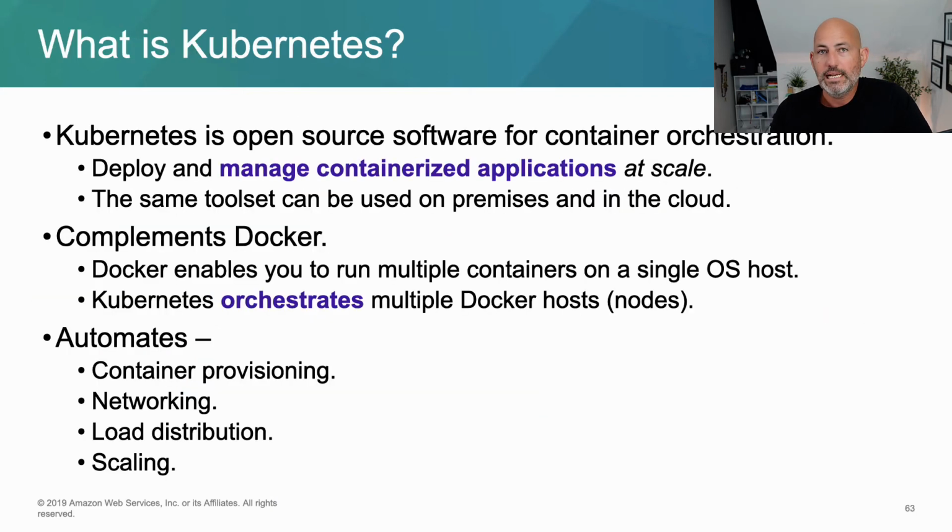So what's Kubernetes? Kubernetes is an open source software solution for container orchestration, and it also does the same thing as ECS. It complements Docker. It enables you to run multiple containers on a single host, and Kubernetes orchestrates multiple Docker hosts. And so it does things like automates container provisioning, networking, load balancing, and scaling.